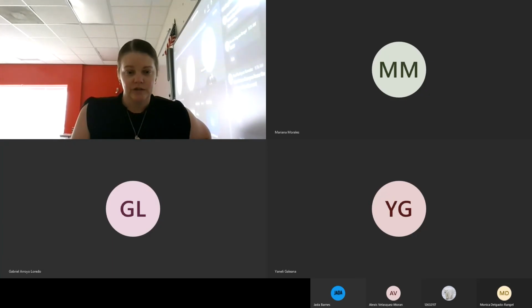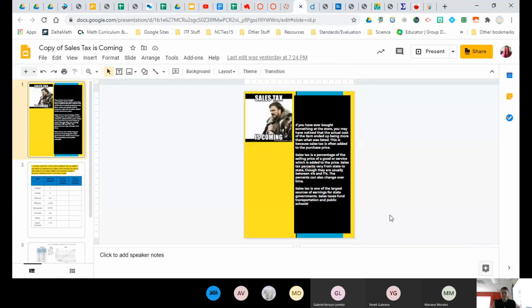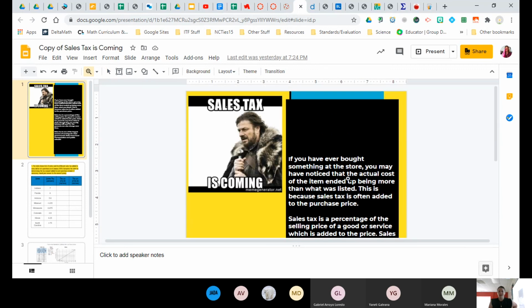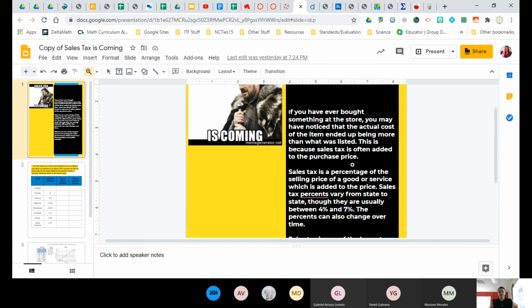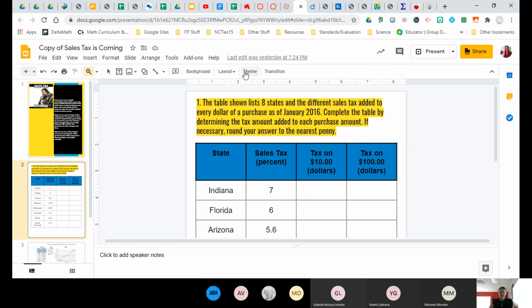So let's talk about what you're doing for the remainder of class. All right, so your assignment today, you only have one other than the warm-up, and it is this sales tax assignment. Sales tax is coming. So the first page just gives you some information about sales tax. Read through it. And then you have 2 slides to complete.